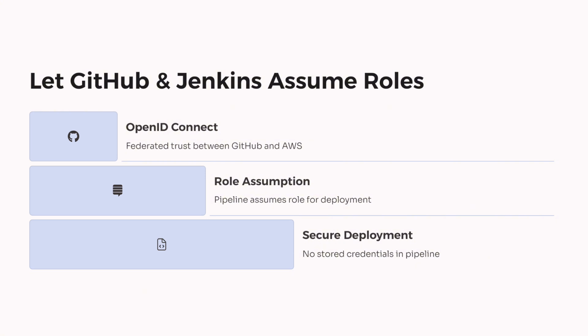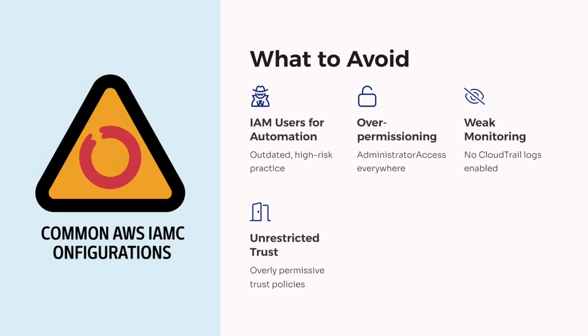Top IAM mistakes include assigning administrator access to everything, not restricting trust policies, failing to enable CloudTrail logs, and, most dangerously, using IAM users for automation. These are outdated practices. Follow least privilege principles, use IAM Access Analyzer, and continuously audit access patterns.